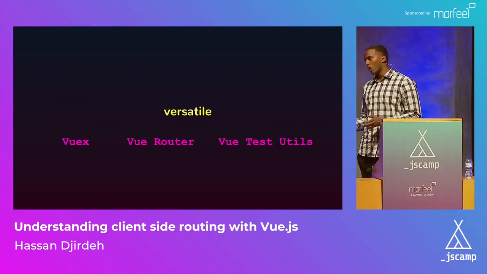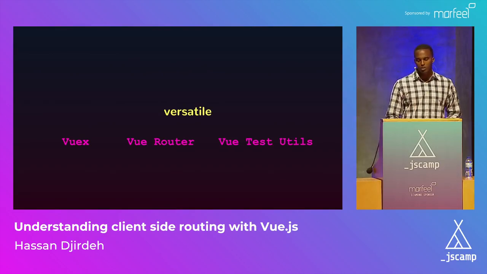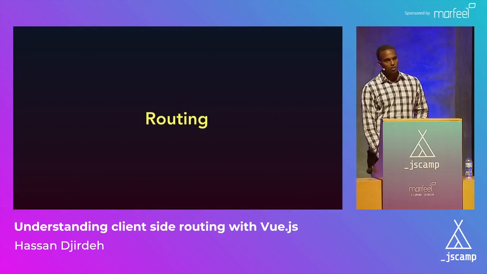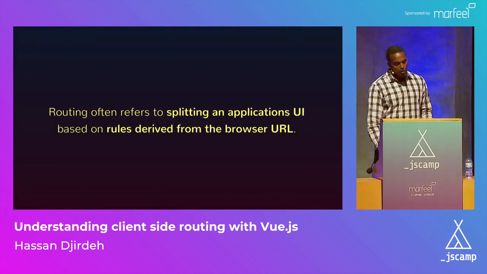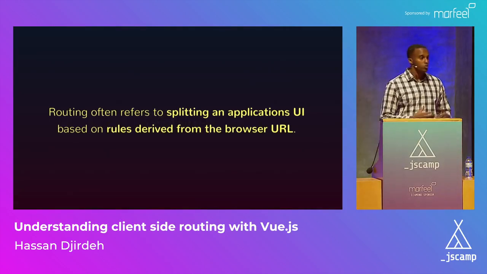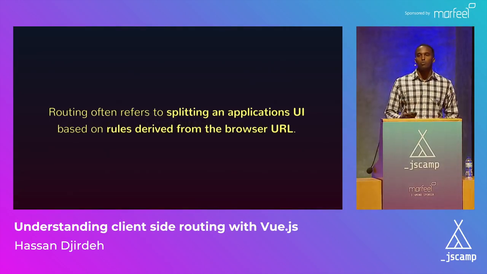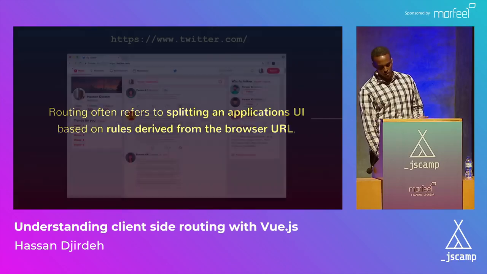There are a lot of things we can talk about, but today we're going to focus on one particular topic, and that is routing. There are many ways to explain what routing is, but one way to consider it is that routing often refers to splitting an application's UI based on rules derived from the browser URL. We've all seen examples of this. We can go to our favorite websites, let's say twitter.com as an example.